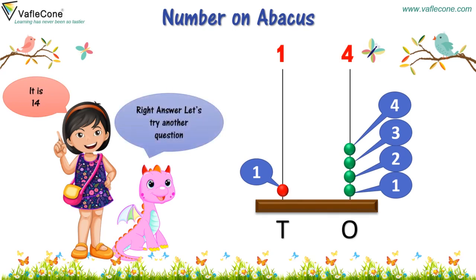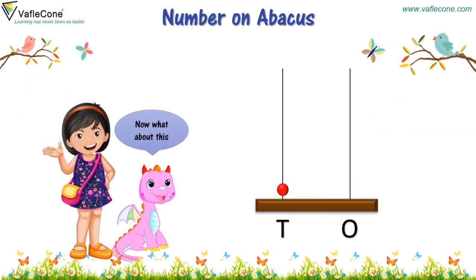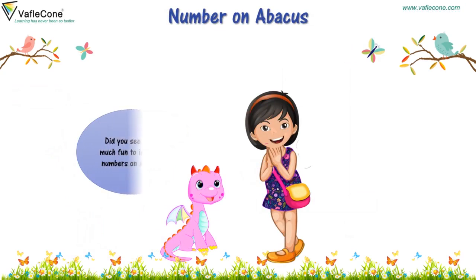Let's try another question. Now, what about this? 1, 0. It is 10. Right answer. Yay! Did you see? It is so much fun to identify numbers on Abacus.